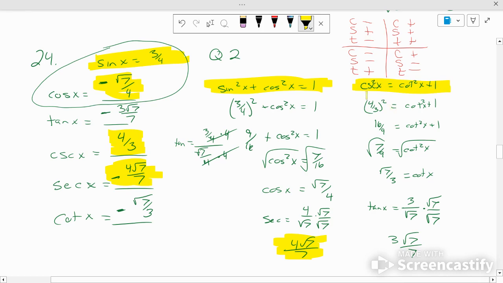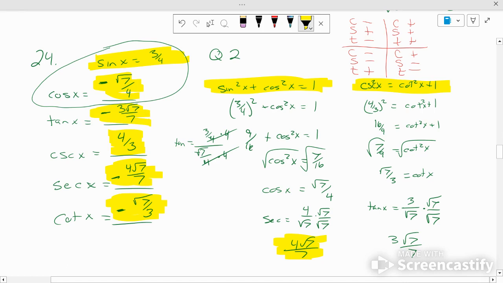So cosecant squared equals cotangent squared of x plus 1. So square it and then subtract 1. And then take the square root of both sides. So the cotangent of x equals negative square root of 7 over 3. So the tangent's the reciprocal of that. Another way to find tangent is you can put sine over cosine, which is 3 over negative square root of 7, which if you multiply top and bottom by square root of 7, you get negative 3 square root of 7 over 7.